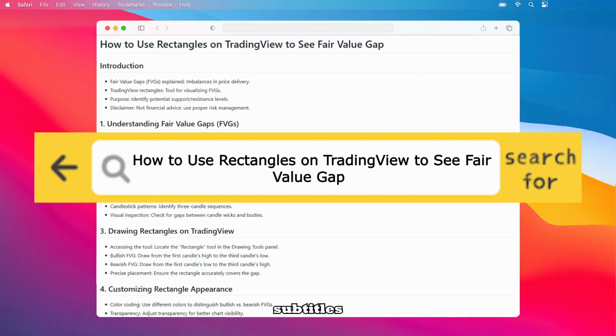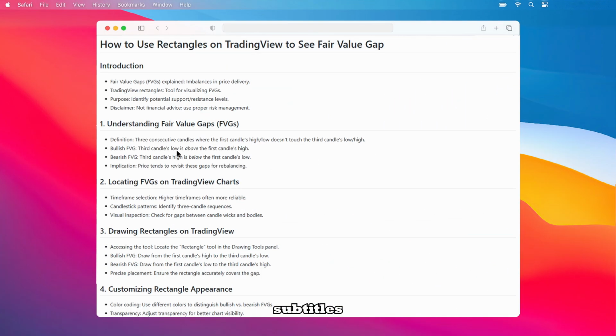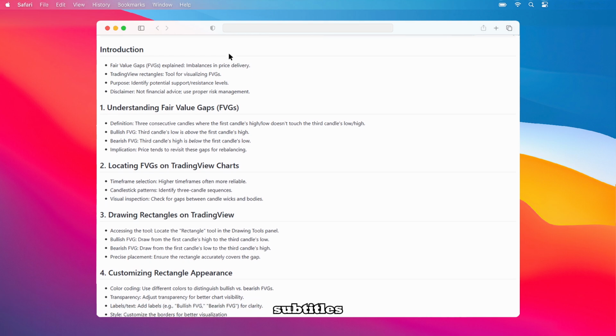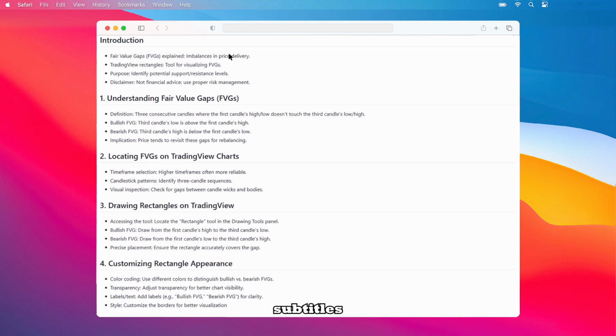Today, we're diving into how to use rectangles on TradingView to spot fair value gaps. Fair value gaps, or FVGs, represent imbalances in price delivery, and the TradingView rectangle tool helps us visualize them, allowing us to identify potential support and resistance levels. Keep in mind this isn't financial advice, so always use proper risk management.